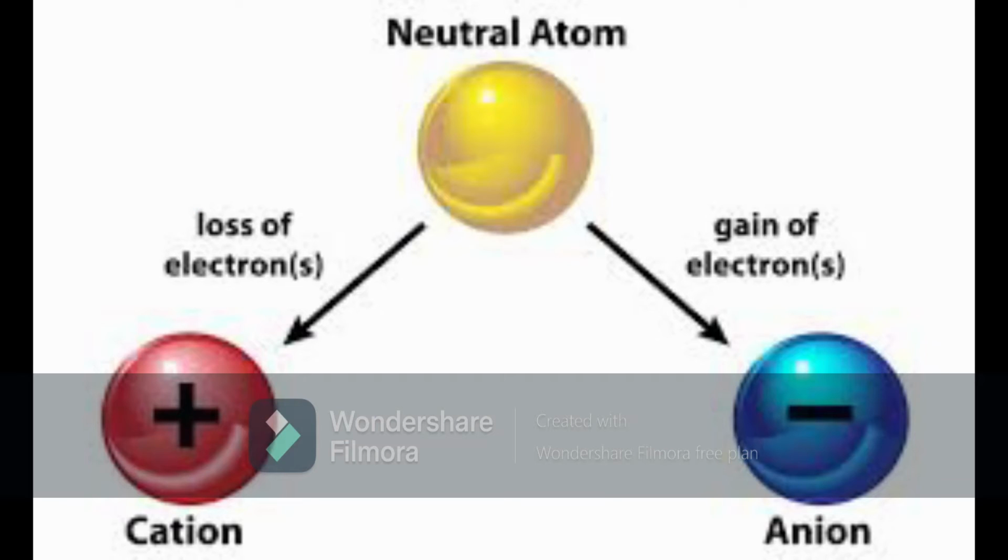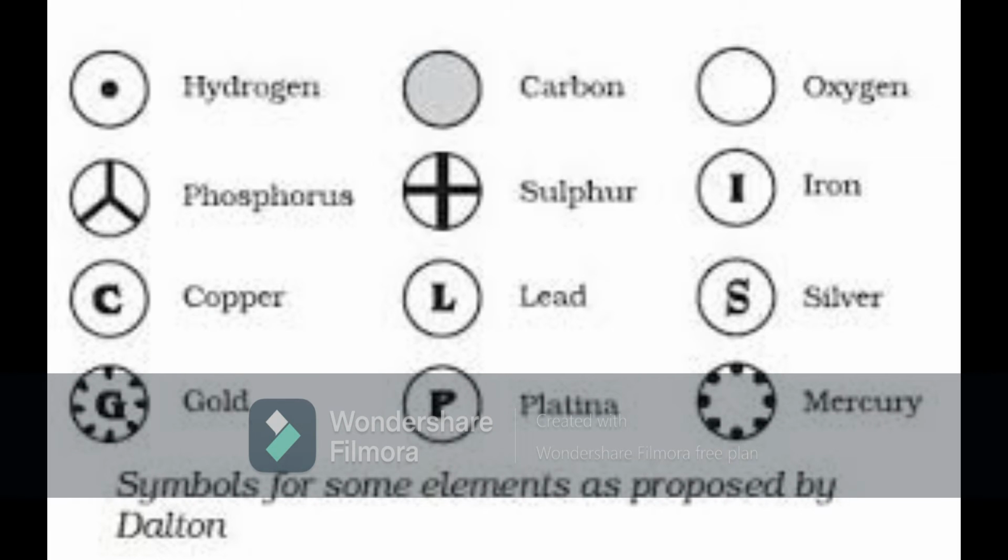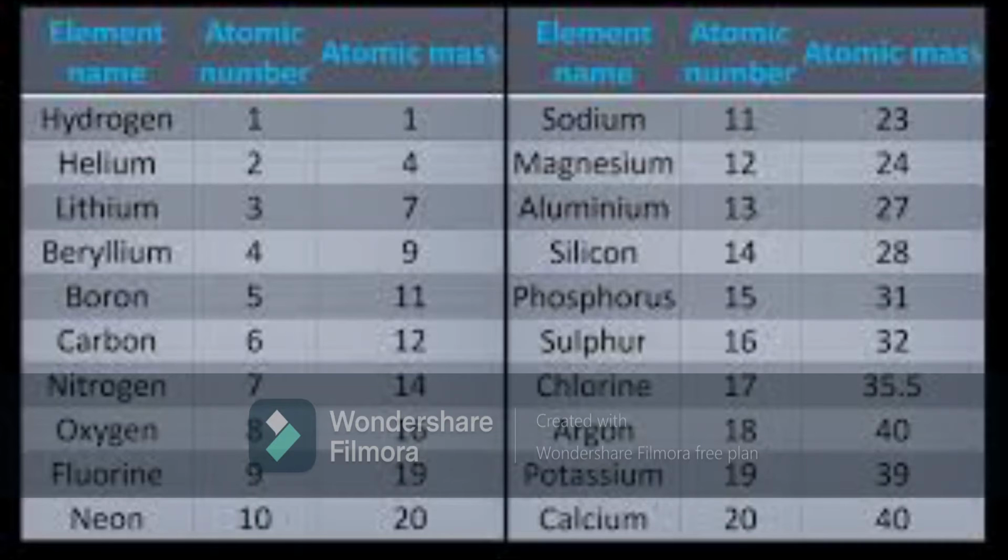There are different symbols given by Dalton for different atoms. One dot represents hydrogen, carbon is a circle filled with black. Like this you can see the symbols in your textbook page number 33. Now we are going to see what atomic mass is. The atomic mass is the mass of an atom that can be given for one element. For example, hydrogen's atomic mass is 1.